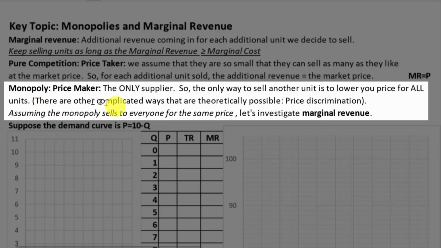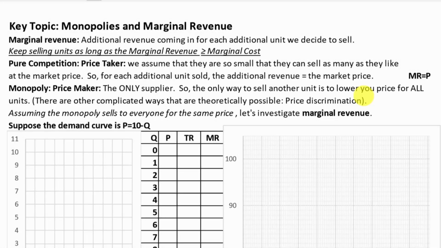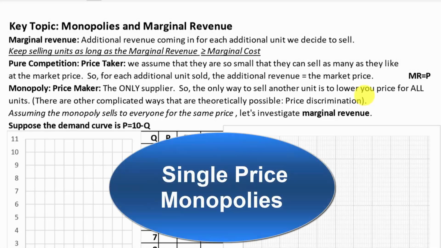And those more complicated ways that are theoretically possible, and we see them do this in real life, are called price discrimination. Price discrimination just means that you charge some people higher prices and some people lower prices. You might do this by giving some kinds of people a discount, like a senior discount or a student discount. But let's just assume that these monopolies we're talking about today are single price monopolies. Single price monopolies charge everybody the same price. There's just one price that they use.